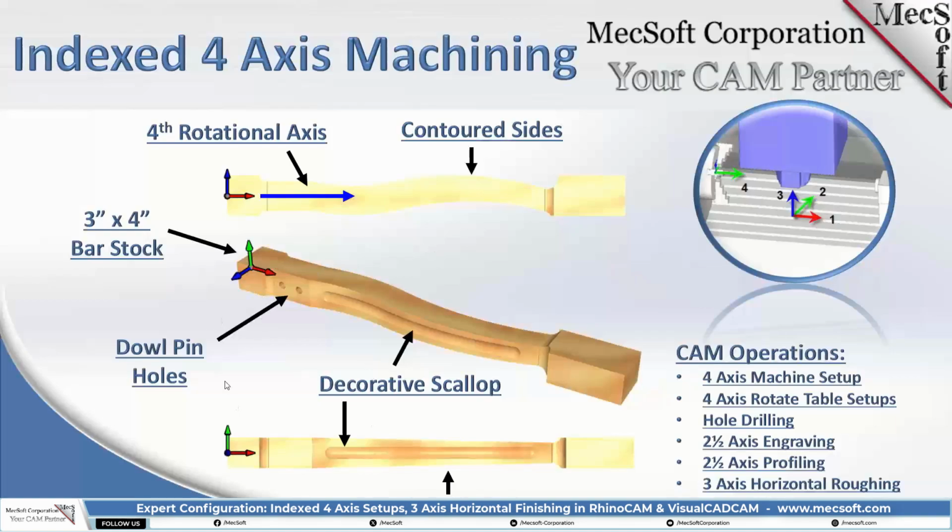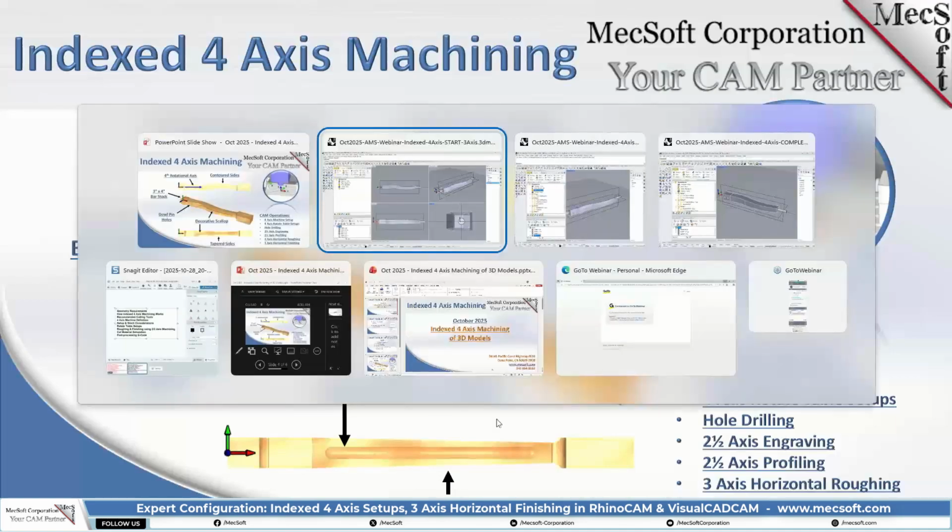If you take a look at the part here, we have just a square stock, and feature-wise, we have some dowel pinholes here. We have a decorative scallop that goes along 2 sides of the leg. You will also notice that the profile of the leg itself is not straight. It's got curves on this side, and then it's got tapered walls on this opposite side. Let's go right into the part, and we'll get set up for 4-axis.